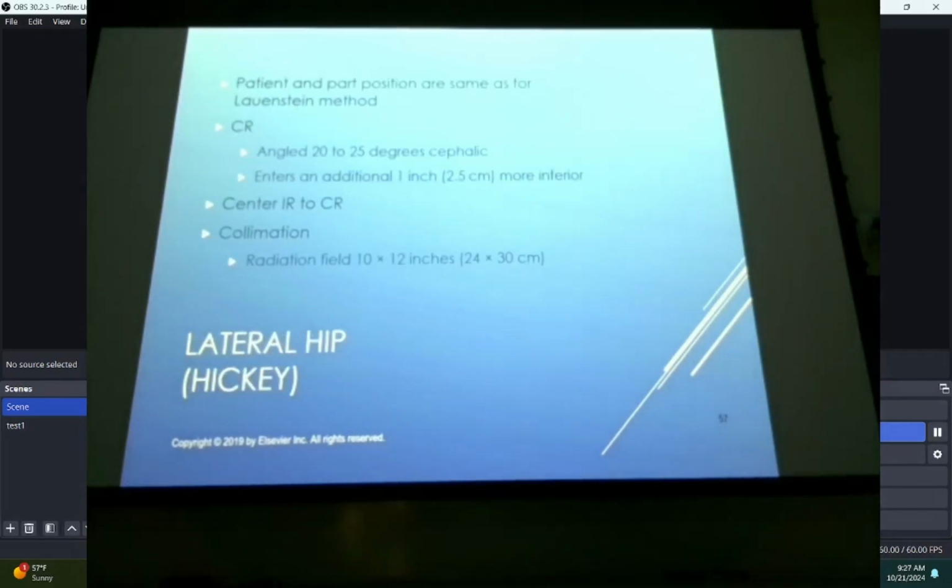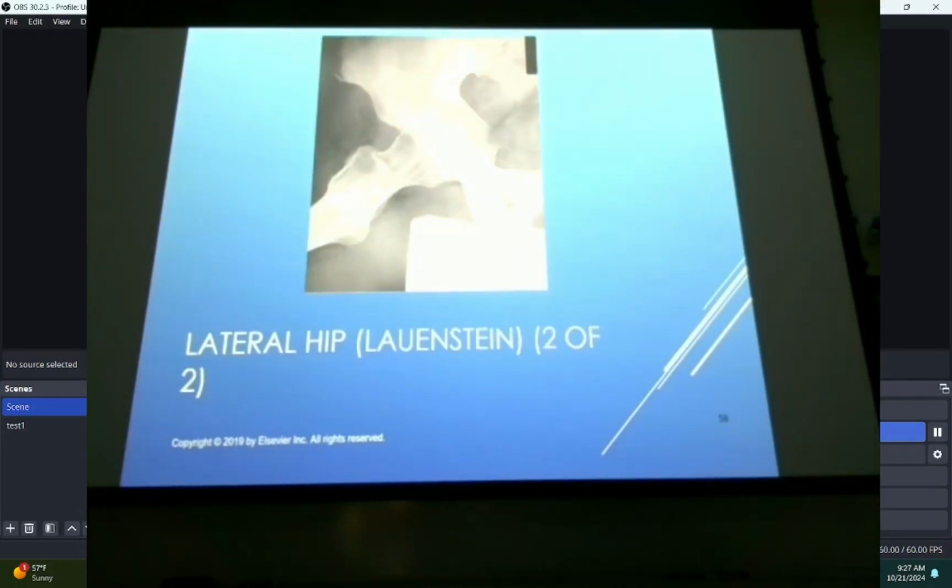Okay. So Lauenstein-Hickey method is, again, just unilateral frog leg. And you can use the same localization unless you oblique the patient. If you oblique the patient, you may need to make a little bit of an adjustment and move the tabletop to where you would include a little bit more of the femur. But it's going to be subtle. Also, in your frog leg, I'm just going to refer to it as frog leg because that's what we refer to it as.